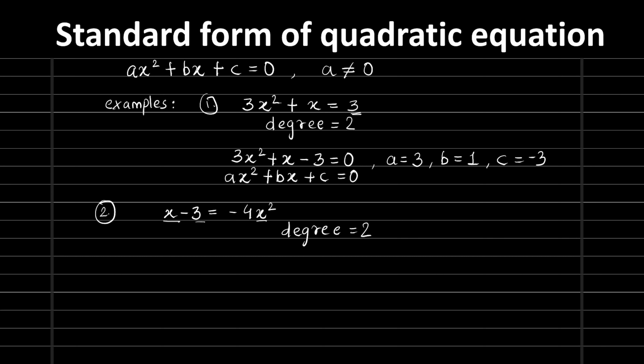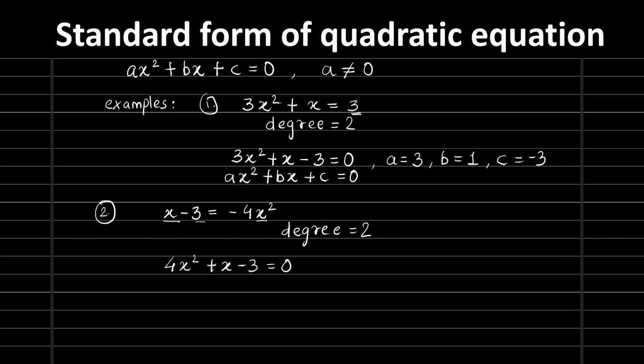Now, is it in the standard form? No, right? It is not in the standard form. In order to bring it into standard form, what should we do? We should bring this minus 4x square from the right hand side towards the left hand side. So, if we bring it into standard form, we can write it down as 4x square plus x minus 3 equal to 0. Now, this is the standard form of the quadratic equation.